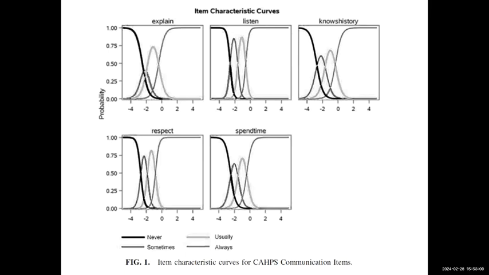If you look at the other items, it is most likely to be picked and monotonically in the right order. And then if you go to the next option, usually that's in the right order to the right of that sometimes option. And then to the far right is always, and you hope that that's most likely to be picked by people who are highest on communication experience. So that's another thing you can do.